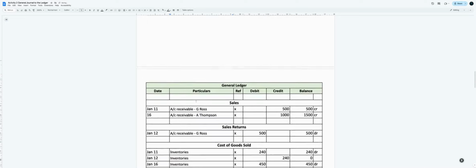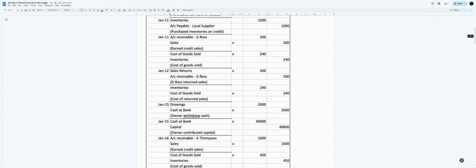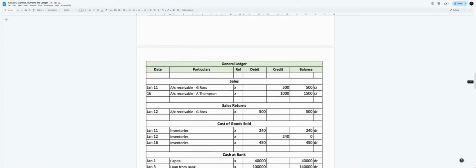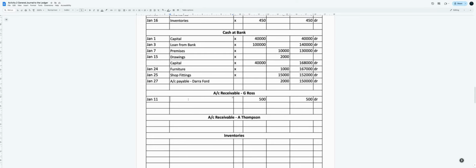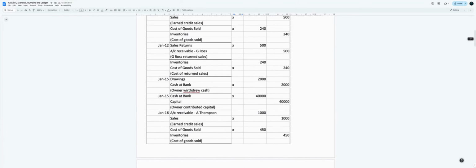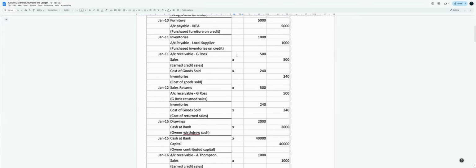What do we write in the particulars? So we go back to January 11. We see the other account being affected was sales. And we paste that in there. Because I've posted it, I can give that a tick or a cross. And January 11, G Ross, there it is. One more looking through, we can see on the 12th, G Ross was credit $500.